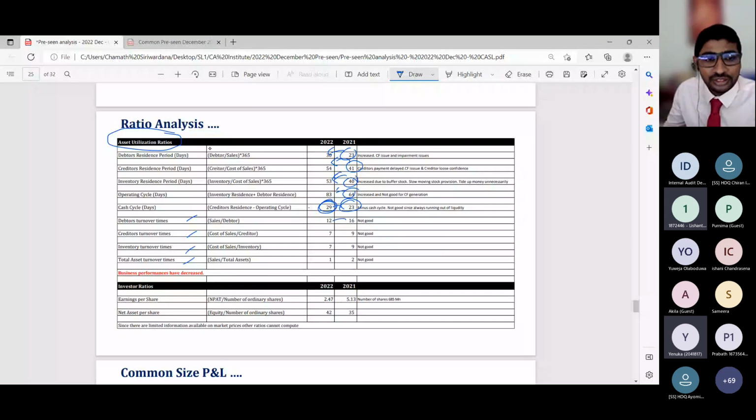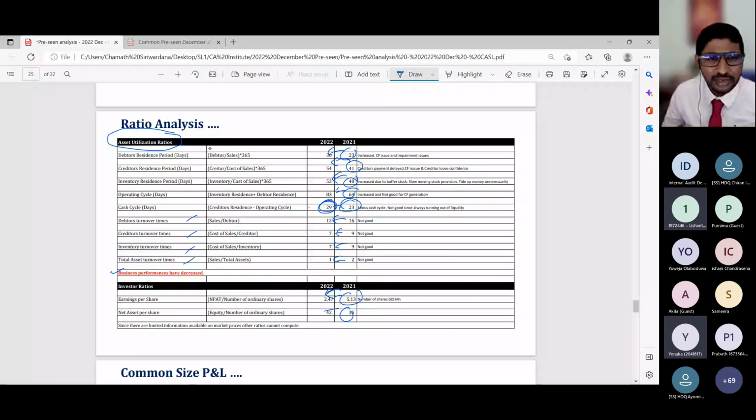So here, in terms of business performance, even though it is expressly mentioned in the pre-seen, if you go and compute the ratios, you can see the business performance is not that good in this particular year. And for investor ratios, they don't have that much information, but earning per share reduced. Net asset per share has increased, but earning per share reduced. Not much information is given on investor ratios, and you also need not worry that much about them, right?